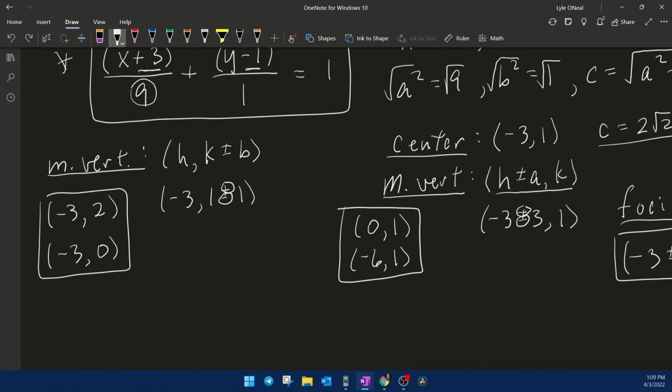And just for fun, let's get the length of the major axis. Remember, that was 2a. A in our case was 3. So 2 times 3 is 6. The length of the major axis would be 6. And the length of the minor axis is 2b, which in our case, b was 1. And so the length of the minor axis would be 2. And you could sketch a graph of this if you wanted to. I'm not going to take the time to do that. And that's going to complete our third example.